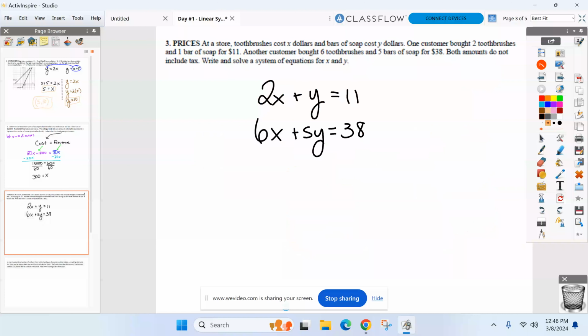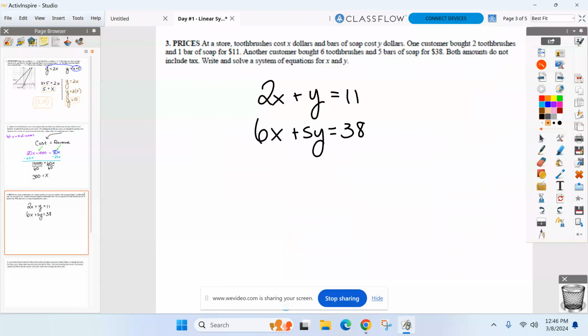Can you get rid of the x's right now? No, they're not the same number or different signs. What about the y's? No, can't get rid of the y's right now. So you're going to have to multiply one of them by a number.